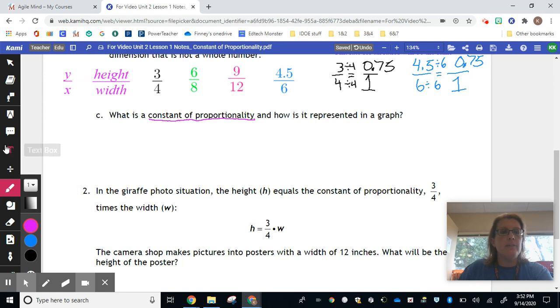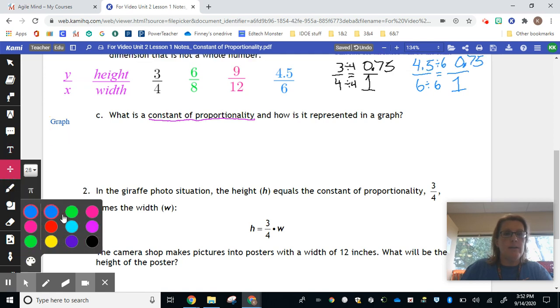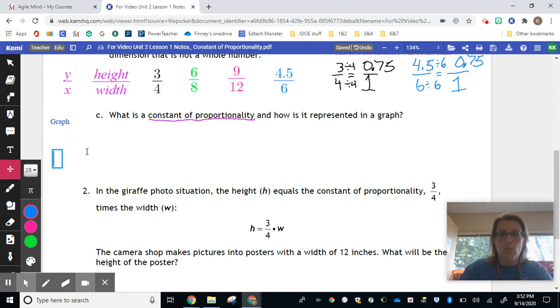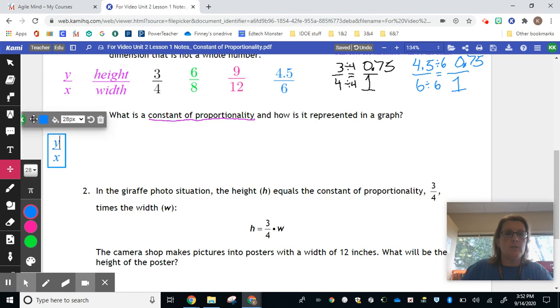And the first part asks us about constant of proportionality in a graph, but we're also going to discuss constant of proportionality in an equation. So in a graph, constant of proportionality is always the ratio of the y over the x. So the y is always on top in the numerator, the x is always on the bottom. That's just the rule.